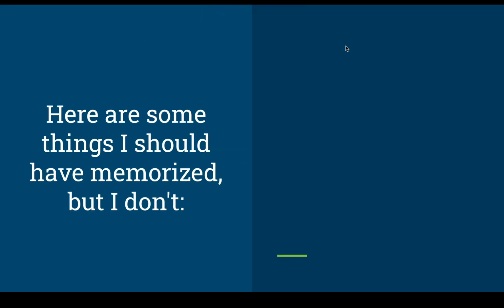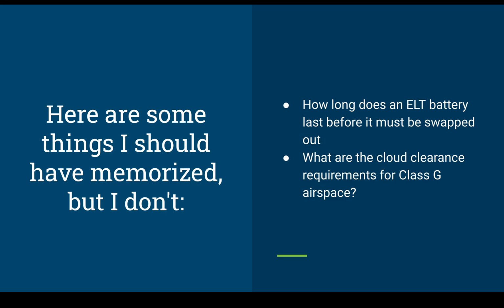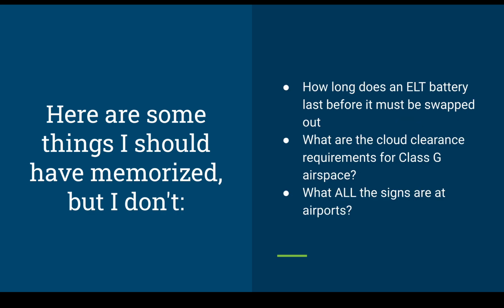So here are some things I should have memorized but don't. Number one, how long does an ELT battery last before it must be swapped out? What are the cloud clearance requirements for Class G airspace? I should have that memorized as a pilot and flight instructor. What are all the signs at the airport? Like, what do they all mean? I should probably have those memorized.